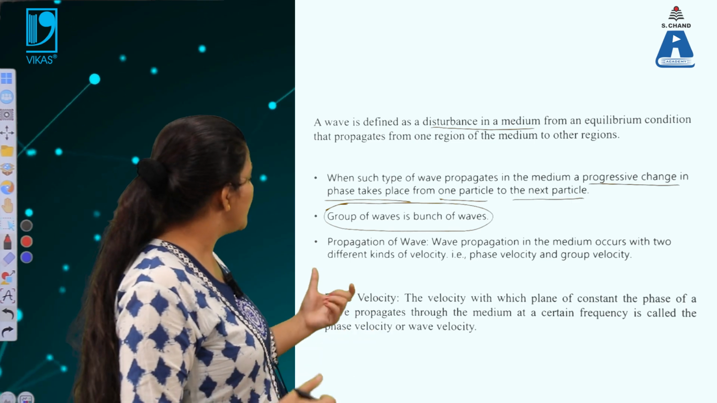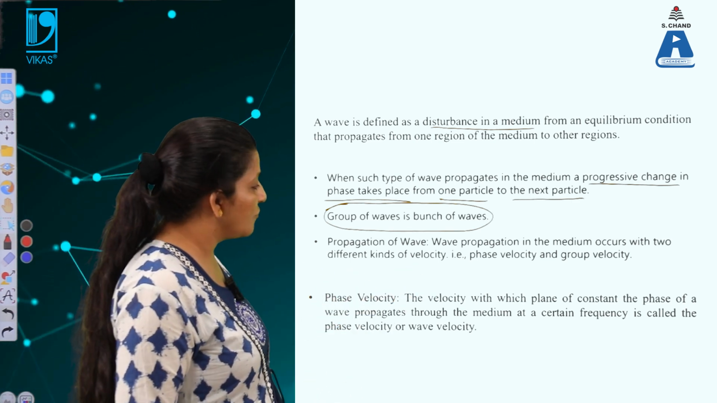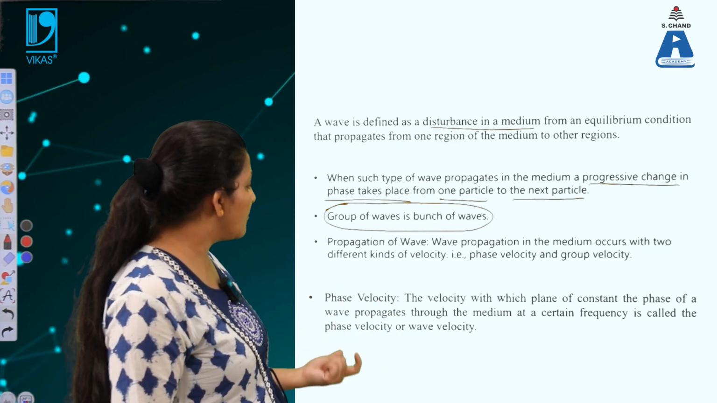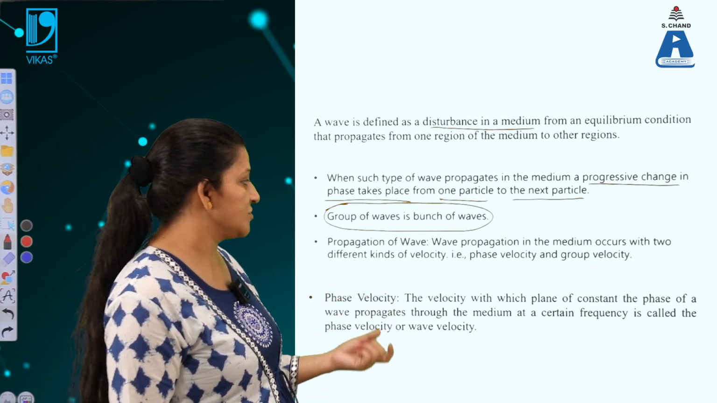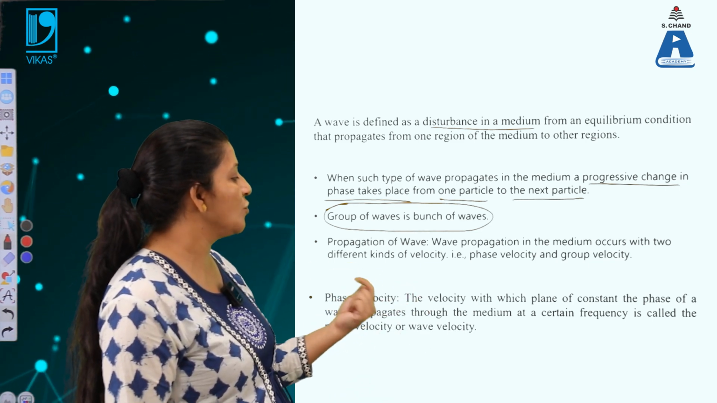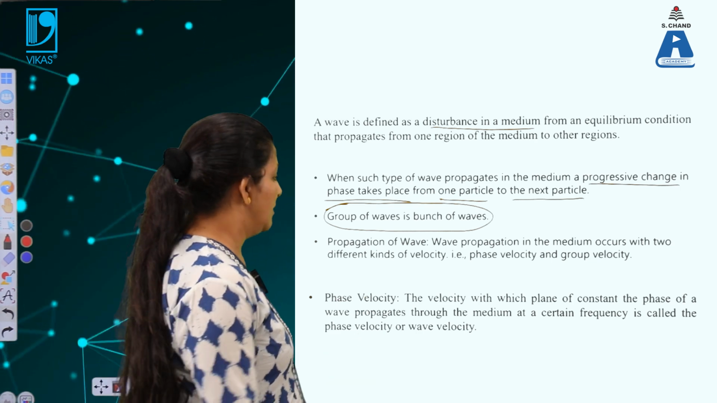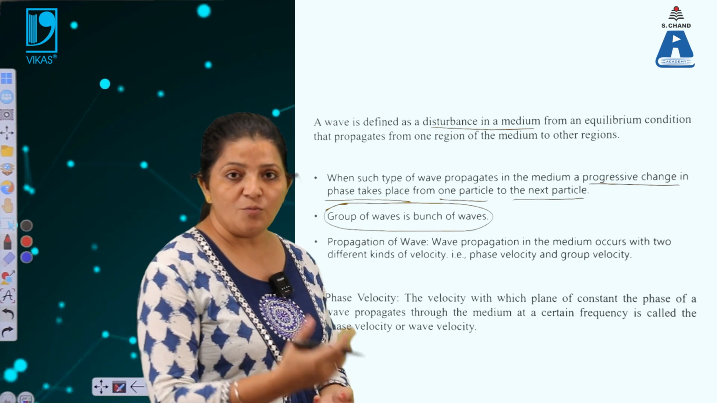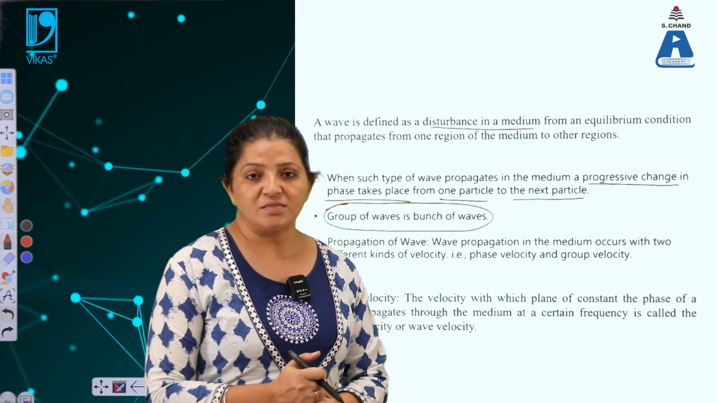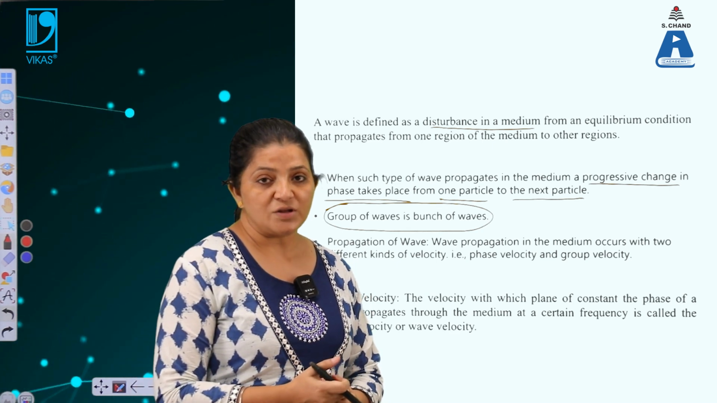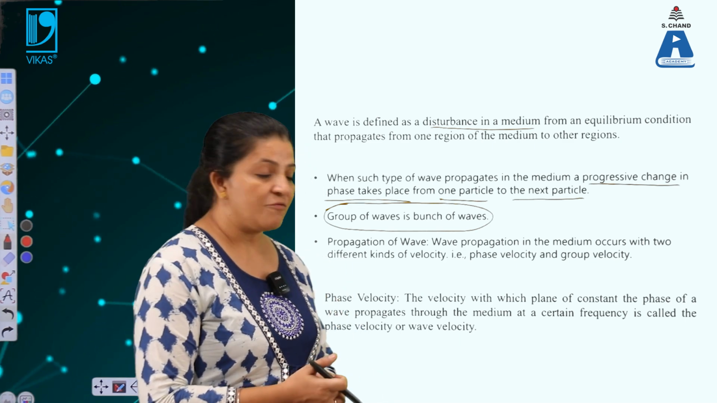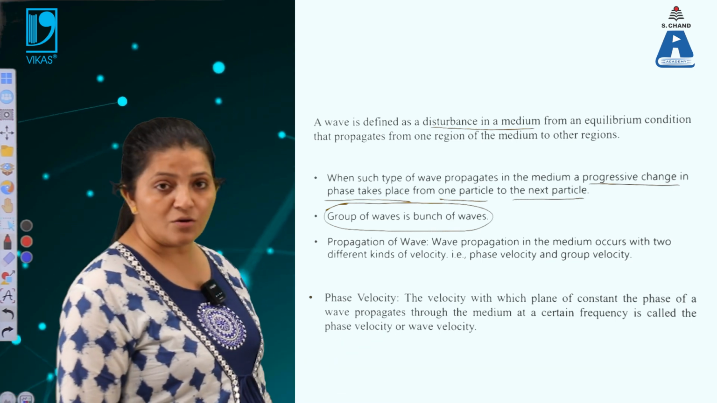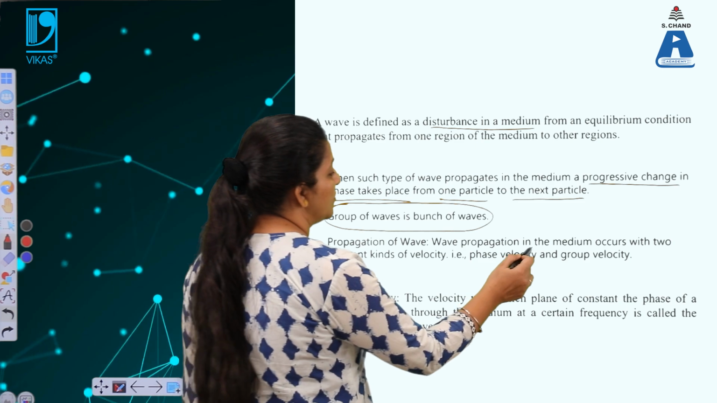Now we know that propagation means the movement of a wave. The propagation of a wave in the medium occurs with two different kinds of velocity. One is known as phase velocity, the second is known as group velocity. When a wave is moving in the system, a velocity is associated with it, just as with any body, whether a wave or a particle. That velocity is defined in terms of phase velocity or group velocity.